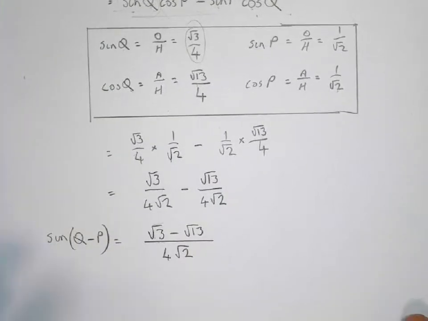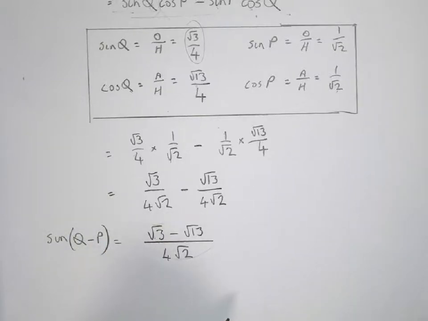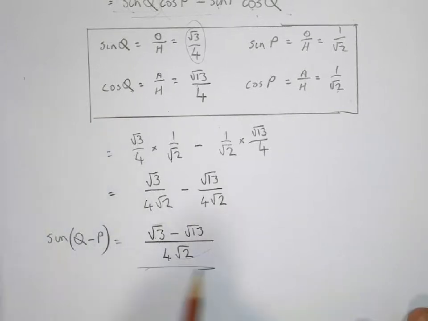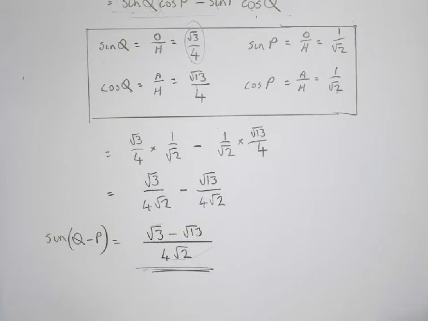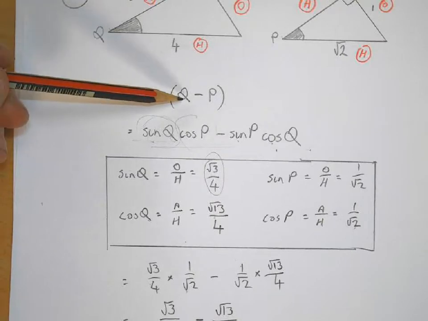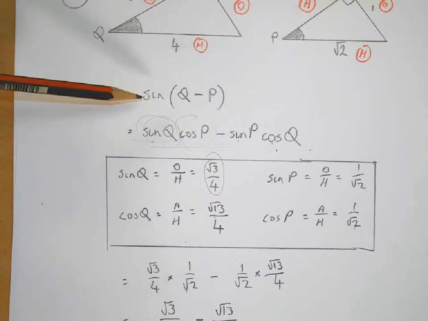And you could work out what that angle is, q take away p, by doing the inverse sine of this, and that will give you what the answer is. But it does not ask for that. Okay, so I hope that helps you with the addition formula, expanding sine of alpha plus beta and also sine of alpha minus beta.